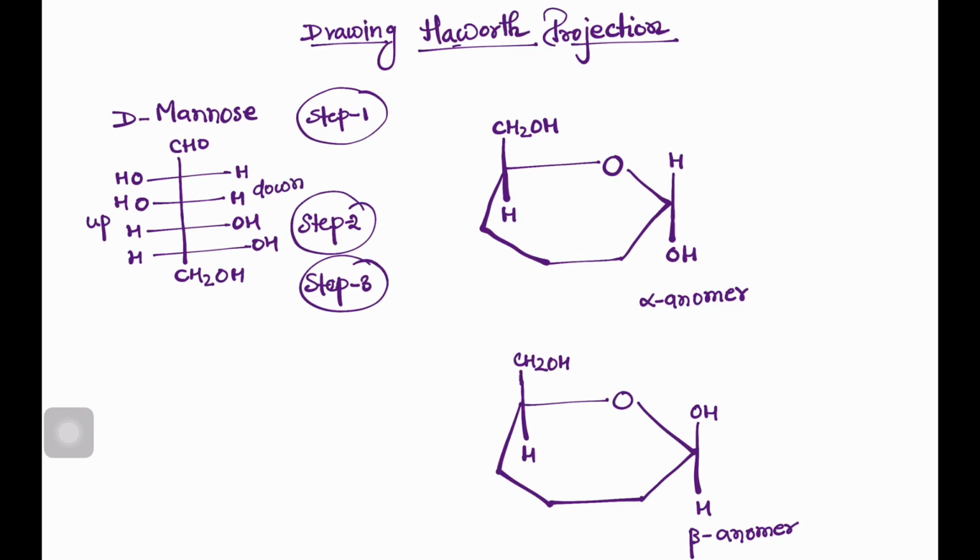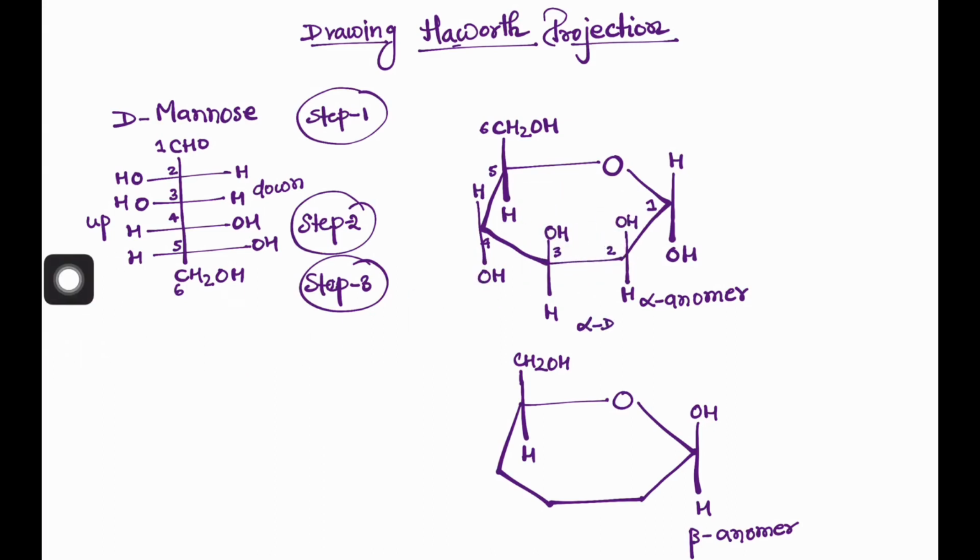So let's start. This is the first carbon, then second carbon, third, fourth, fifth, sixth. Now here it is 1, 2, 3, 4, 5, 6. On the second carbon, H is on the right hand side, so H should be down, and OH is on the left hand side, so OH should be up. Similarly, on the third carbon, H is on the right hand side, so H down, OH up. On the fourth carbon, OH is on the right hand side, so OH is down, and H is on the left side, so H is up. So that is alpha D-mannose.